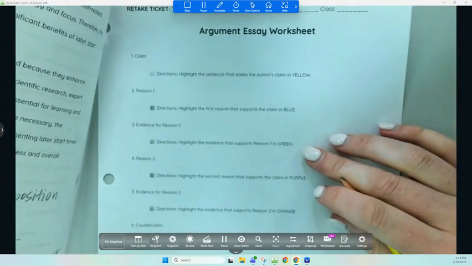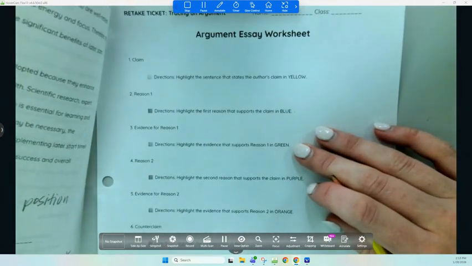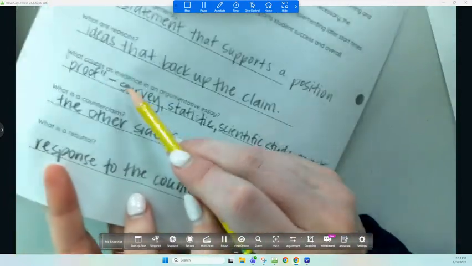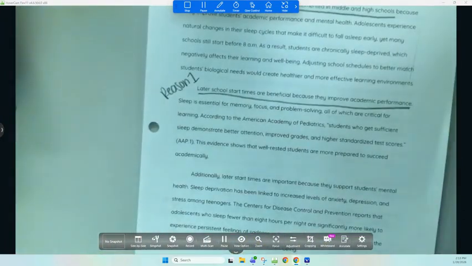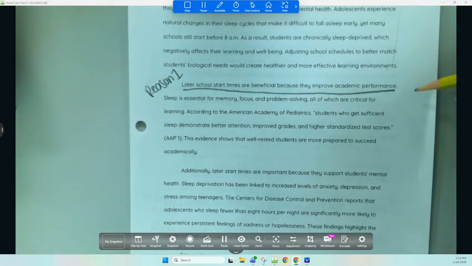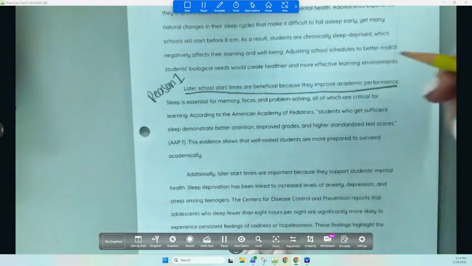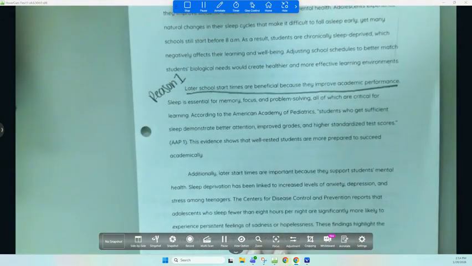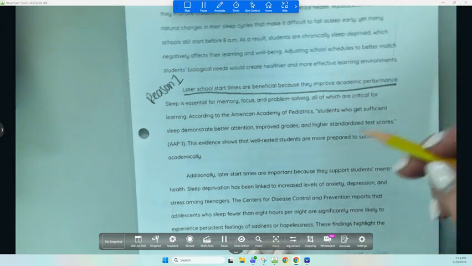And then I'm pretty sure we're going to need evidence next in green. Evidence that supports. So we are looking for the proof. Survey, statistics, scientific study, expert quote. So let's reread. Later school start times are beneficial because they improve academic performance. Sleep is essential for memory, focus, and problem solving, all of which are critical for learning. According to the American Academy of Pediatrics, students who get sufficient sleep demonstrate better attention, improved grades, and higher test scores. This evidence shows that well-rested students are more prepared to succeed academically.